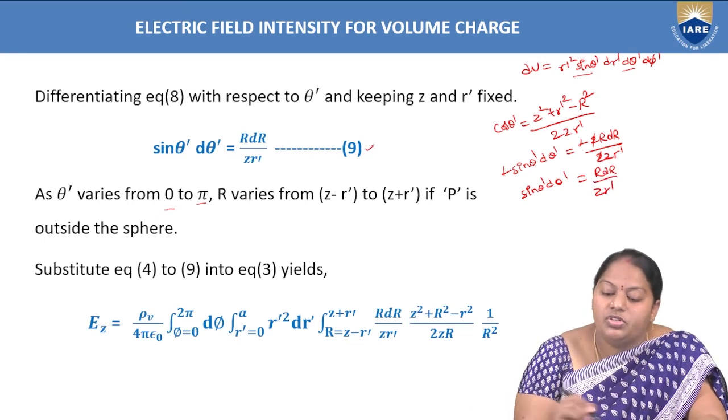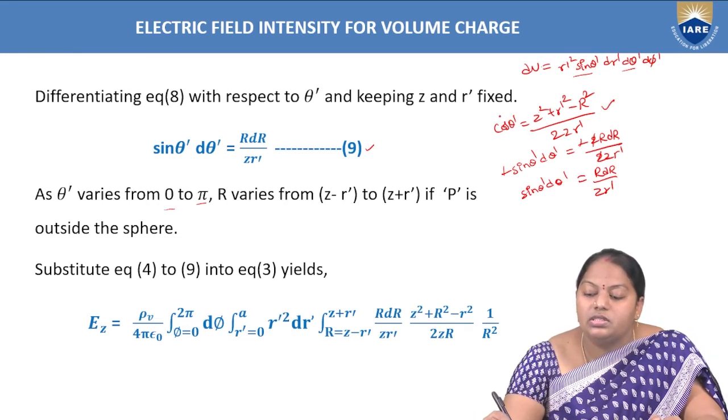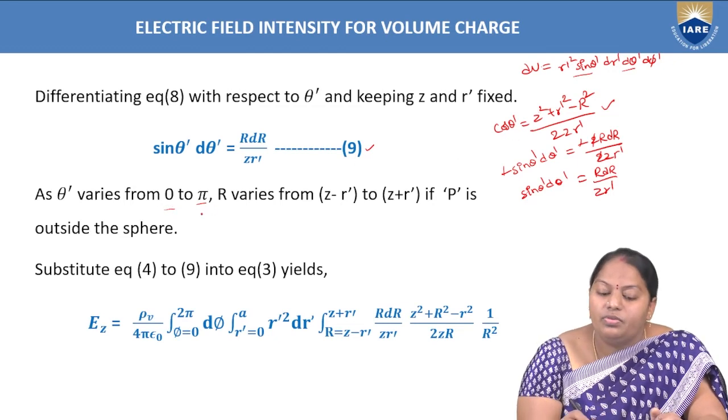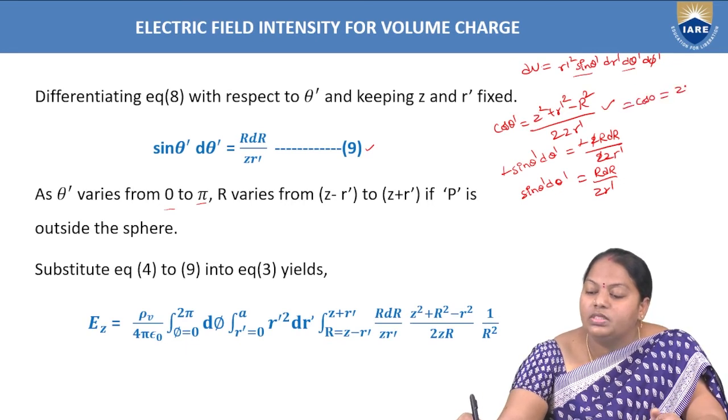Now this is the equation which we have got. Now consider the same equation and substitute theta dash by first 0, then next by pi. First, if we substitute theta dash by 0, then it becomes cos 0 equal to z square plus r dash square minus R square by 2z r dash.